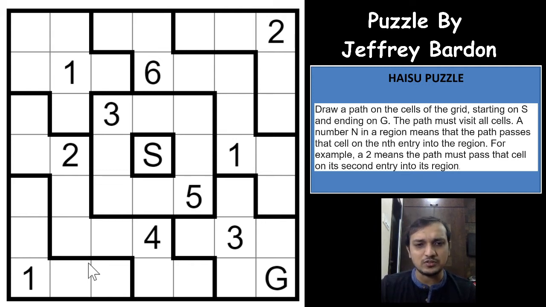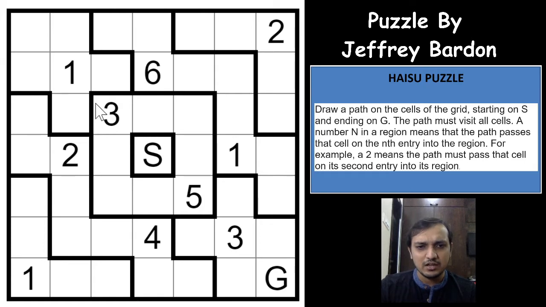Now coming on to the puzzle, according to the rules, we have to draw a path that starts from S and ends at G, right? And the path will have to visit all of the cells in the grid. So there cannot be any cell which is not visited by the path, and a number n in the region means that the path passes that cell on the nth entry into the region.